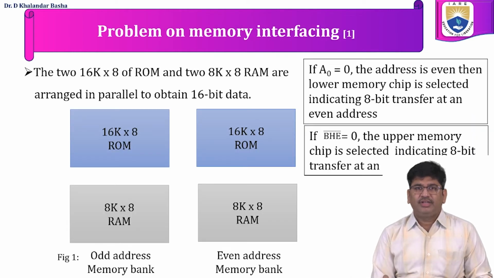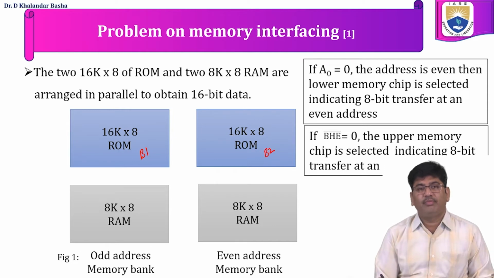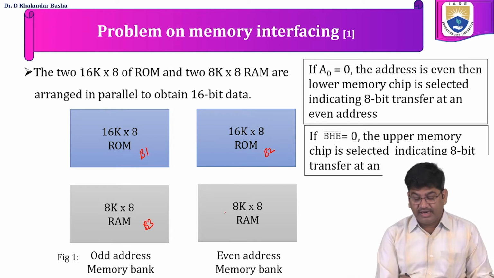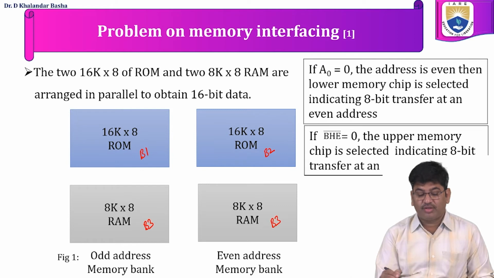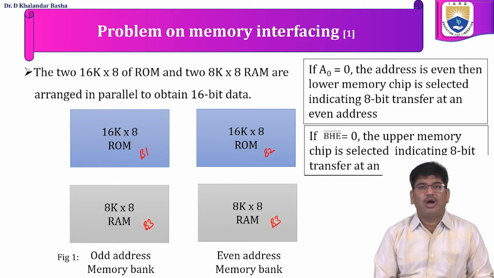Now we will arrange the memory blocks as in the problem statement. We are given two 16K by 8 ROM blocks. I'll take the first as block 1 and the second 16K by 8 ROM block as block 2. The 8K by 8 RAM blocks are block 3 and block 4. The two 16K by 8 ROM and two 8K by 8 RAM are arranged in parallel to obtain 16-bit data.